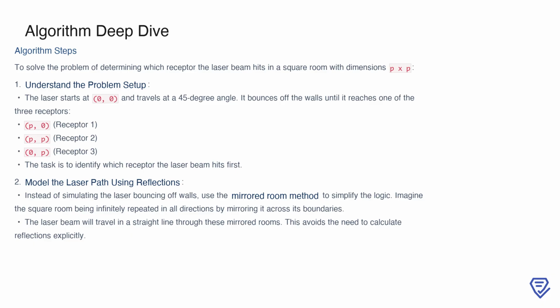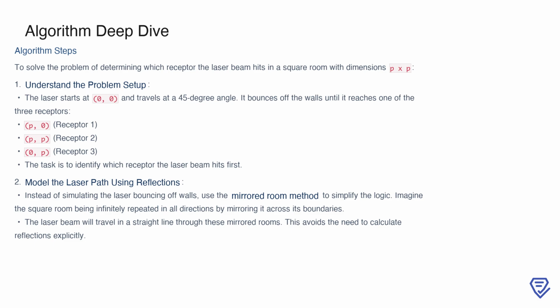To solve the problem, we need to understand the setup of the square room and how the laser beam behaves. The room has dimensions p by p, and the laser starts at the bottom left corner, 0, 0, traveling at a 45-degree angle. As it moves, it bounces off the walls of the room until it hits one of three receptors located at p, 0, p, p, and 0, p. Our goal is to determine which receptor the laser beam reaches first.